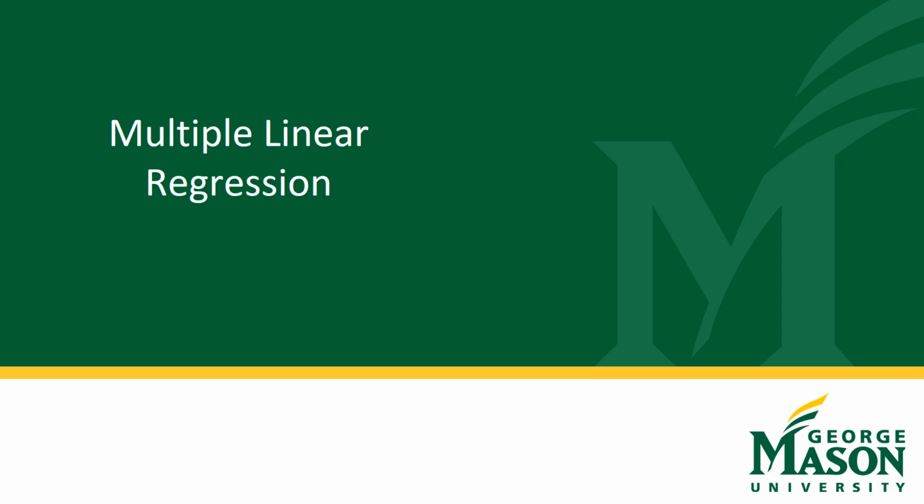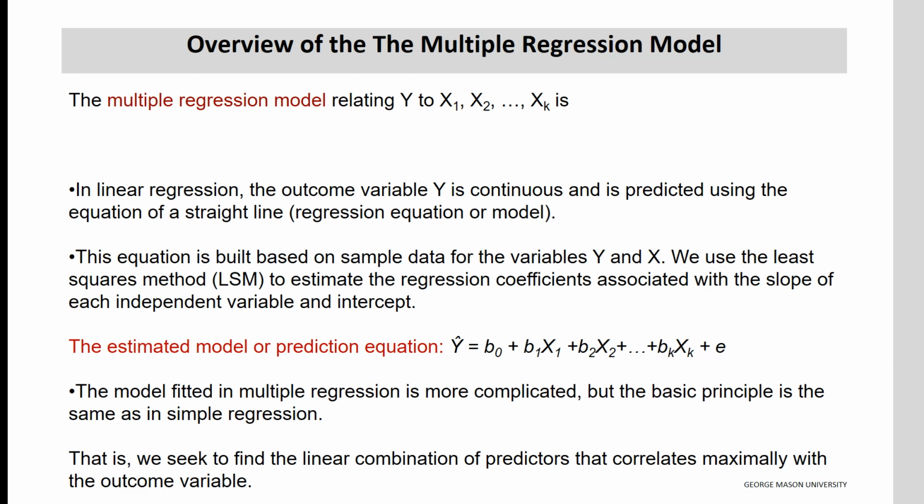In this set of lecture notes, we will cover multiple linear regression. Let's take a look at the multiple linear regression model relating a number of independent variables to a dependent variable y. Just like in the simple linear regression model, the outcome variable has to be continuous and is predicted using an equation of a straight line.